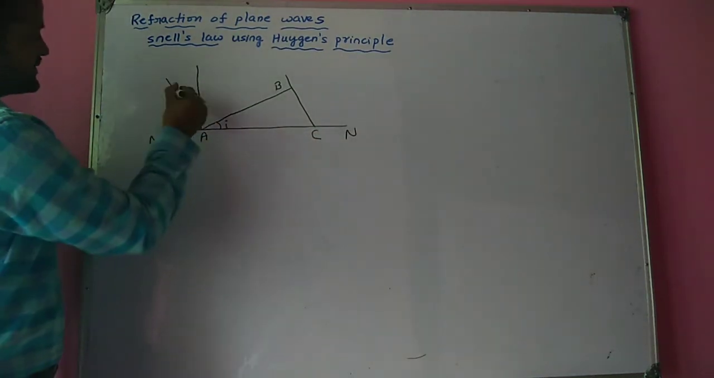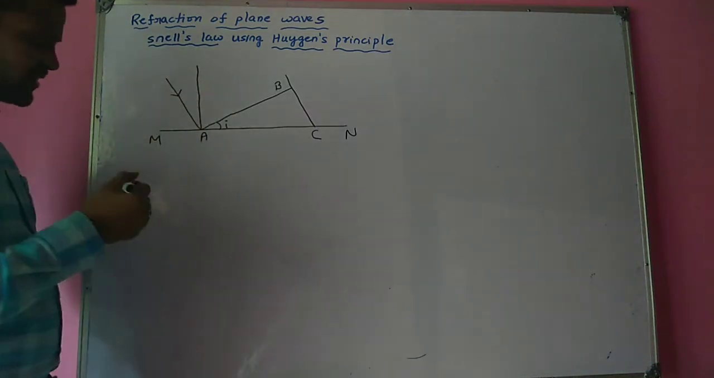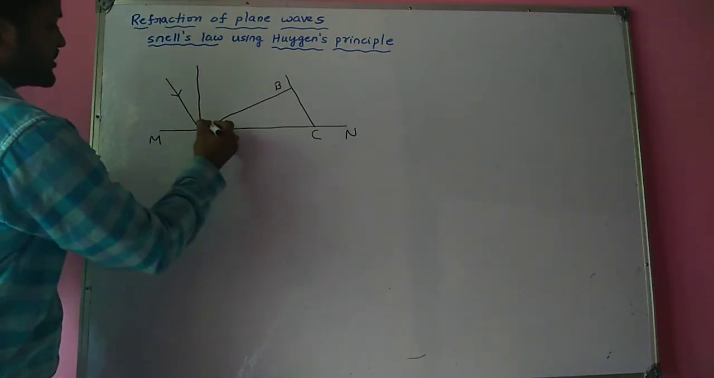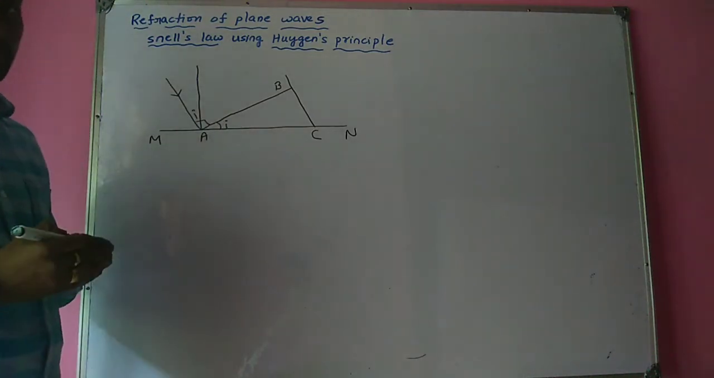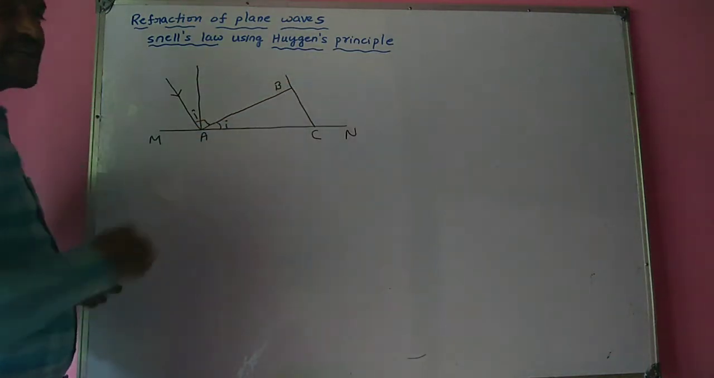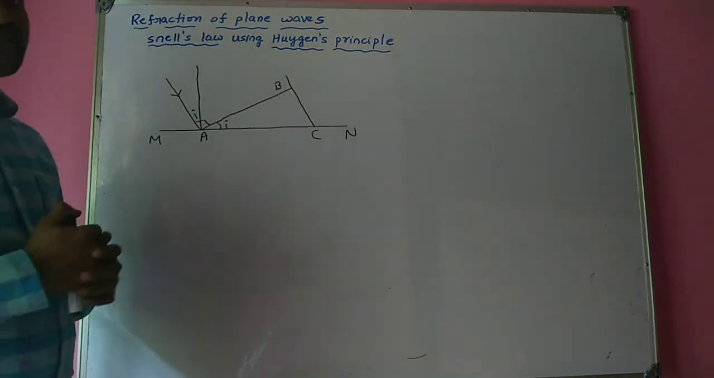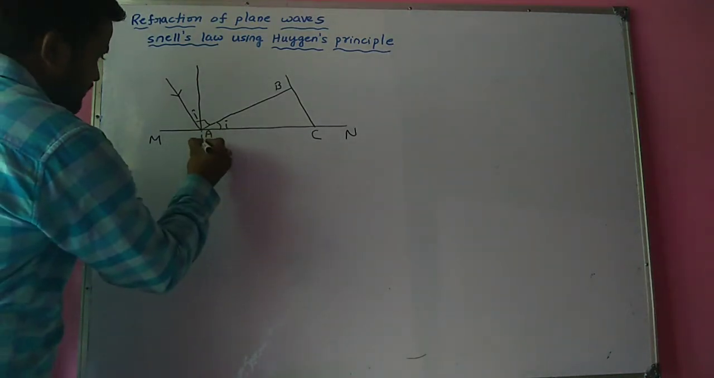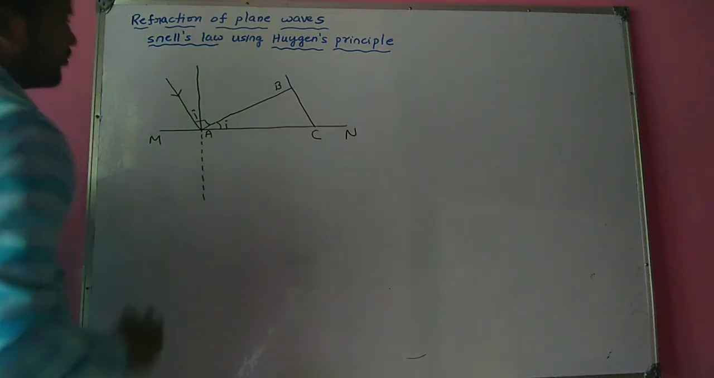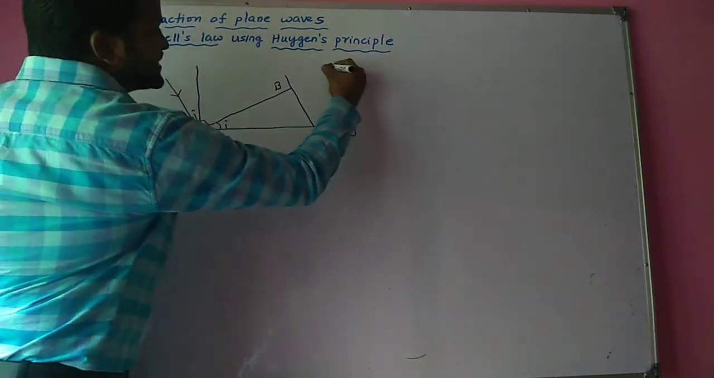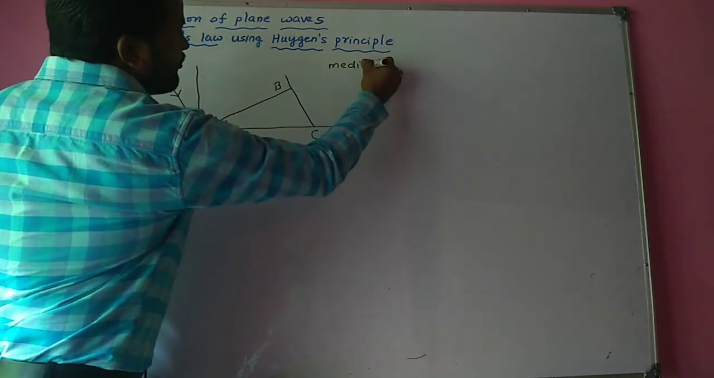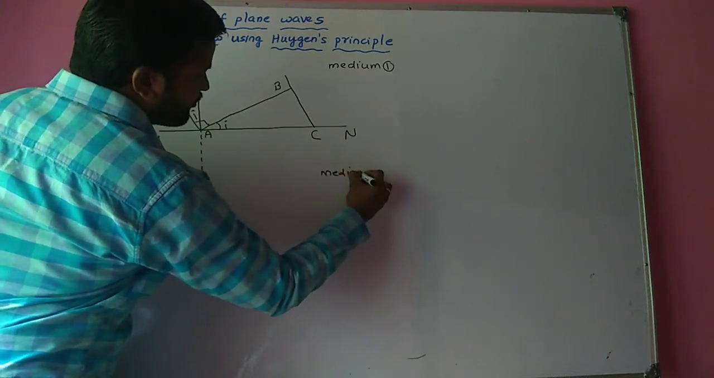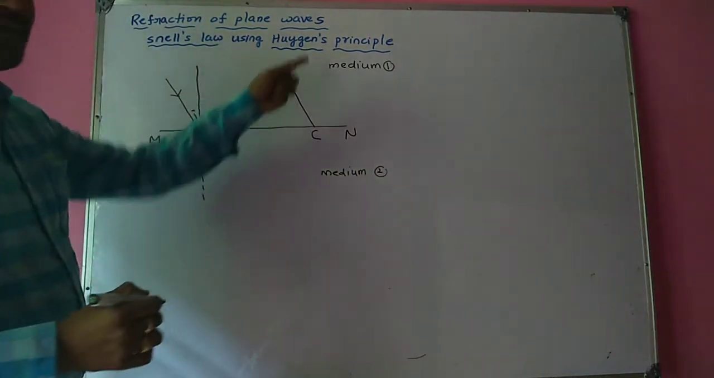Now this is the ray. Already we have discussed that the ray is perpendicular to the wavefront, so here the angle is 90 degrees. This is the angle of incidence i, and AB is the incident wavefront. Now let us extend the normal into the medium. Let us say this is medium 1 and this is medium 2, the first medium and the second medium.